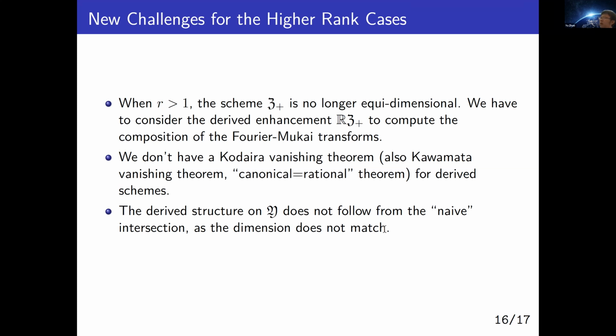And one more, an even worse issue: to consider the combination of EK and FL, we have to consider the enhancement of Z plus in derived algebraic geometry instead of classical algebraic geometry. And in this case, as I have said, for derived schemes we don't have the Kodaira vanishing theorem or Kawamata vanishing theorem. And a lot of theorems in the minimal model program would no longer work here.